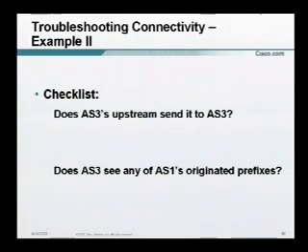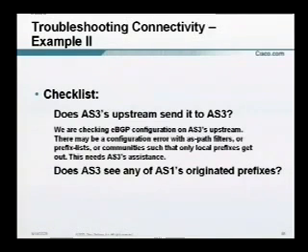Getting back to the example here: does AS3's upstream send it to AS3? Well, what you do is you try and find out from the AS path who AS3's upstream is. Because AS3 is announcing networks, you can find out from them what the AS path is, and then you can try and figure out from their upstream if they can see the prefix. If AS3's upstream is running a looking glass, you can go to the looking glass there and see if you can see it. If they're not, then try and go as close as you can.